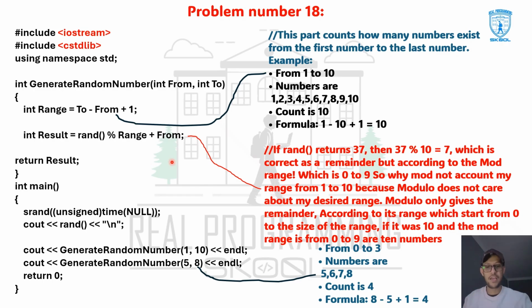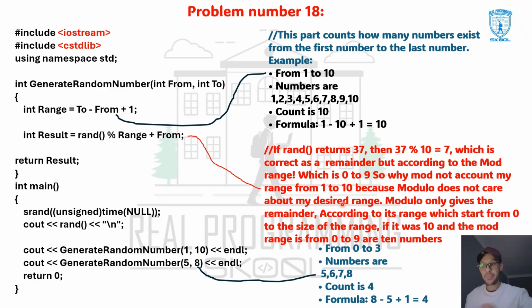Because all the time the modulo is going to rule over the range that I set in the parameters of the function that I created here. The first range is from 1 to 10, but the modulo range starts from 0 to the size of the range. It will give you 10 numbers. For example, 0 to 9 is 10 numbers, and 1 to 10 is 10 numbers. But my range is not from 0 to 9. My range is not even from 0 to 10. My range is from 1 to 10. And the second range for me is from 5 to 8.